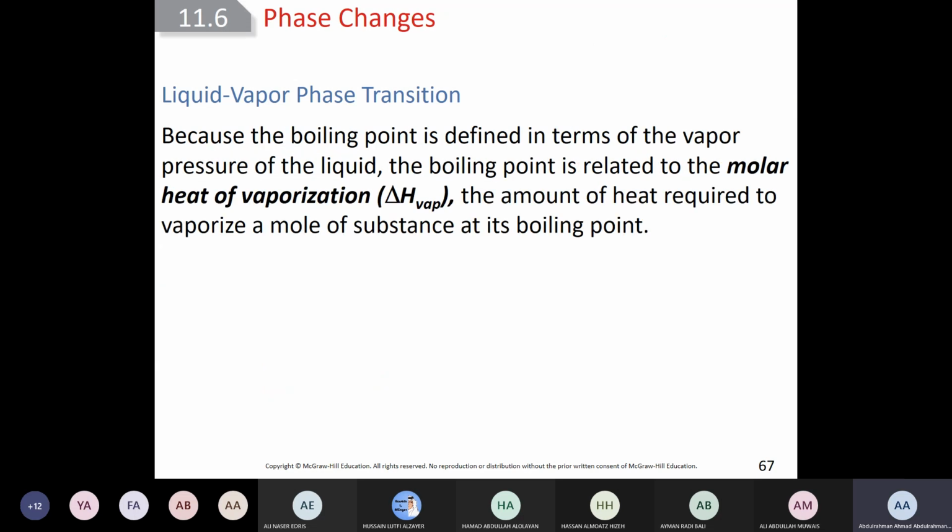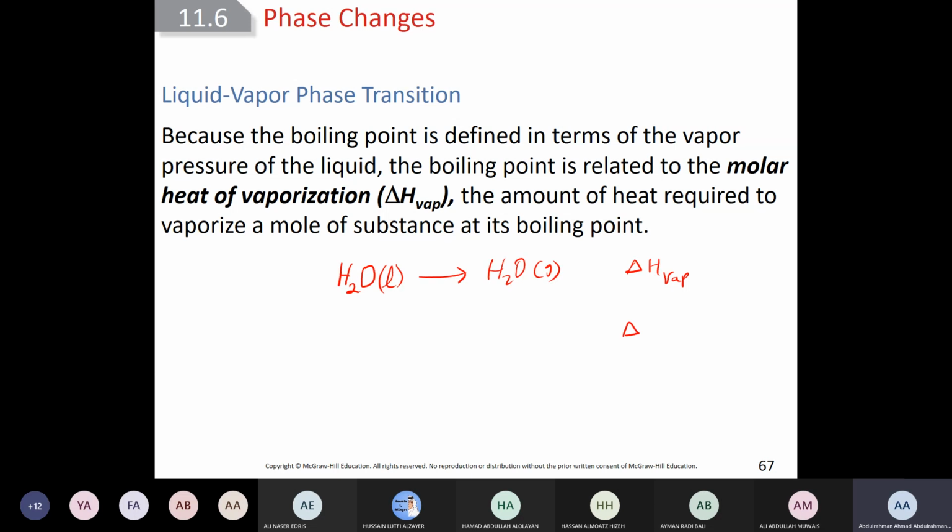Good. Next, heat of vaporization. What's the heat of vaporization? Write a reaction in which heat of vaporization is shown. For water, for example. H2O liquid to gas. Delta H is called vaporization.